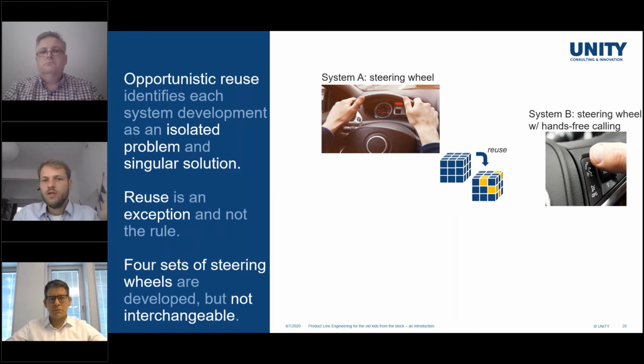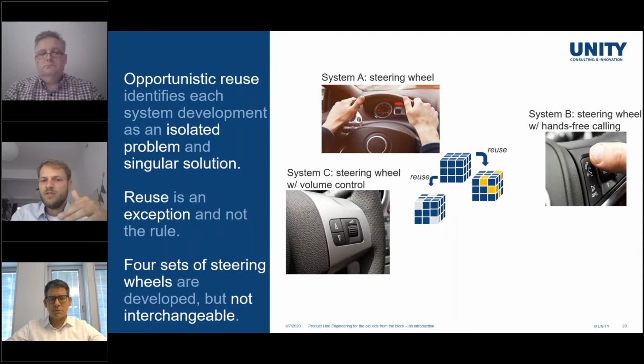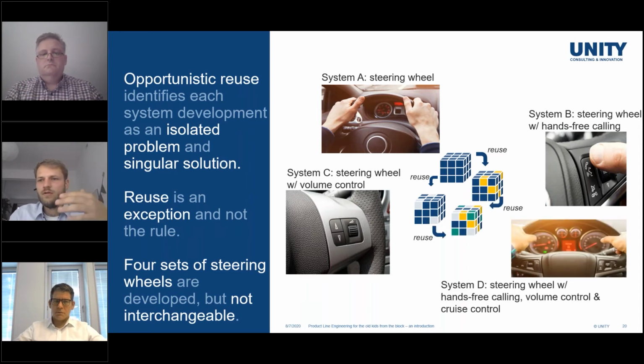In parallel, you could also imagine another project where you have to include volume control, and you basically do the same. You perform an impact analysis, you figure out what parts can be taken over, and then you specifically design your steering wheel based on that specification. You could continue endlessly, because whenever you have a new specification, you will design your new product. That is normal practice when you have evolutionary development.